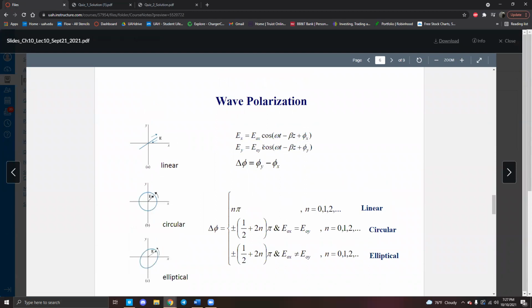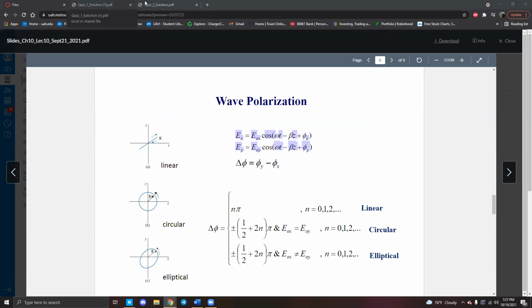EOX, EOY. Yeah, so it's got the same phase shift, and theta is equal to this. I think linear definitely could have different magnitudes. But even so, the giveaway for linear is that it doesn't have a phase shift.